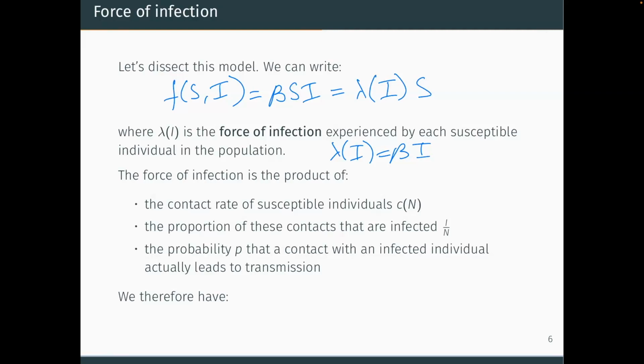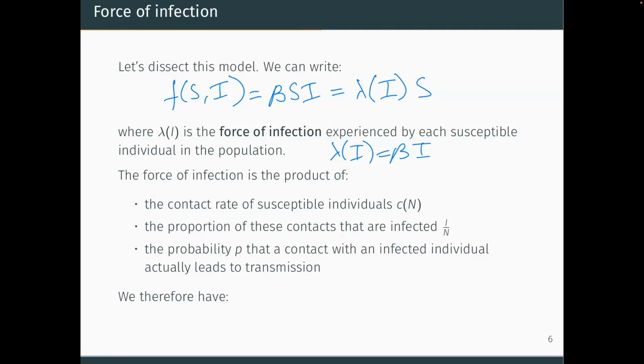We can also break this down a little bit further. We can think about this as being the product of several things. So first of all, how does a pathogen transmit between individuals? First of all, we need to have some contact rate for our susceptible individuals. So they're moving around in the population. How often are they coming into contact with other individuals, regardless of their disease status? Note that this could be different for individuals who are infected.